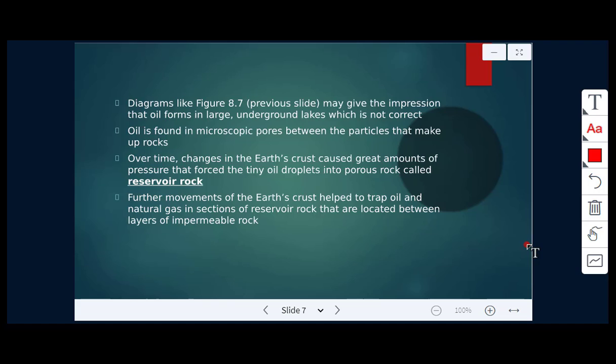All right, so diagrams like the previous slide give the impression that oil forms in large underground lakes. That's not always correct. Oil is found in microscopic pores between the particles that make up rocks. And then over time, changes in the Earth's crust cause great amounts of pressure, and that forced the tiny oil droplets into porous rock called a reservoir rock. Then further movements of Earth's crust help to trap oil and natural gas in sections of that reservoir rock that are located between layers of impermeable rock.